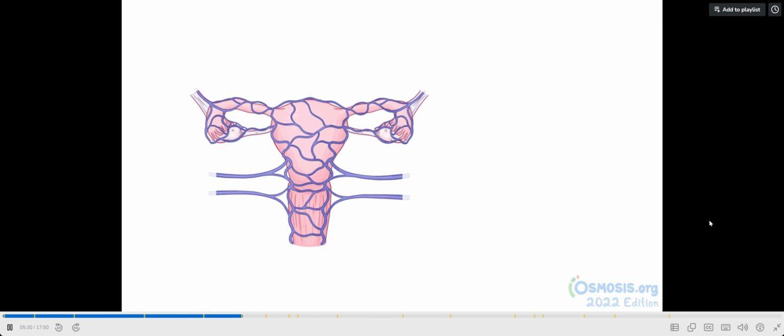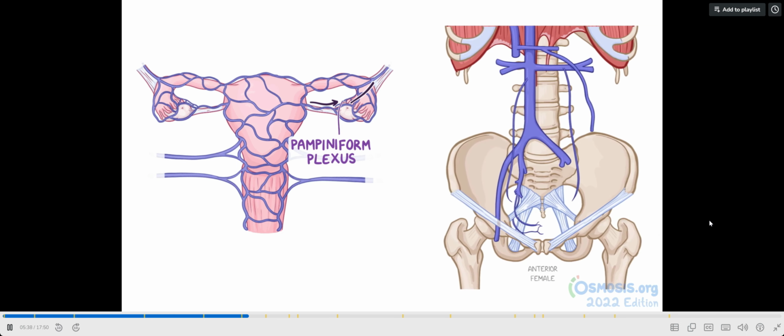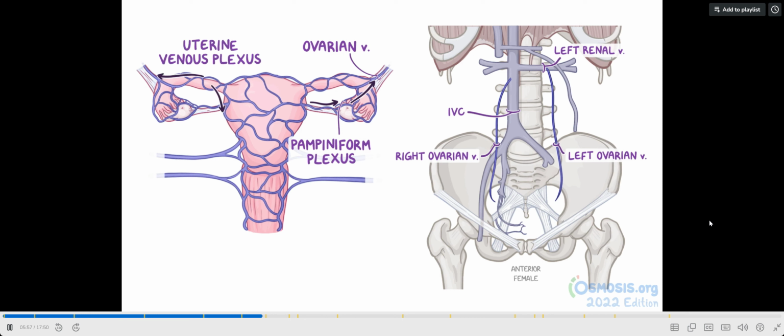Now, veins draining the ovaries meet at the lateral end of the broad ligament to form a network of veins called the pampiniform plexus. This plexus gives rise to the right and left ovarian veins. The right ovarian vein ascends to drain into the inferior vena cava, and the left ovarian vein ascends to drain into the left renal vein. Finally, venous blood from the uterine tubes drains into the ovarian veins and uterine venous plexuses, which lie along the lateral sides of the uterus.